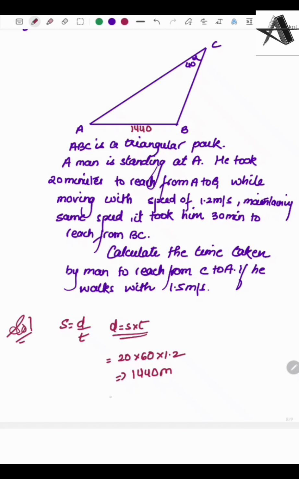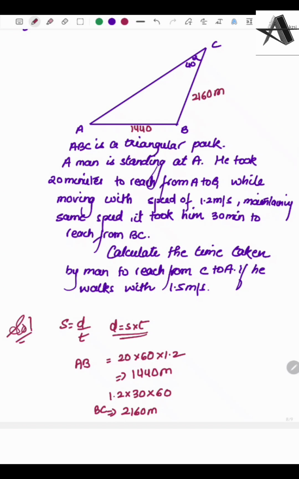That means 30 minutes from B to C, distance is the same, speed is 1.2. It's 30 into 60. Why am I multiplying it with 60? Because in order to convert minutes into seconds. Finally, it will give me B to C, as here A to B was 1440, this is 2160 meters. So this is 2160 meters.